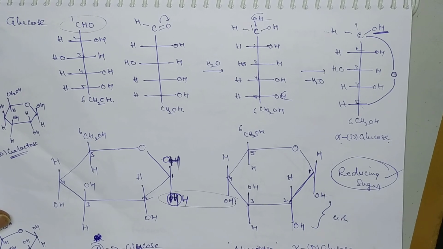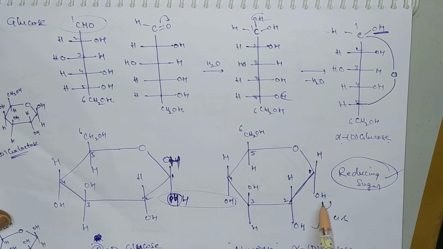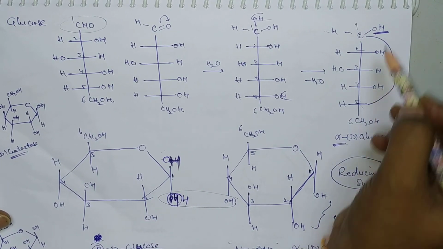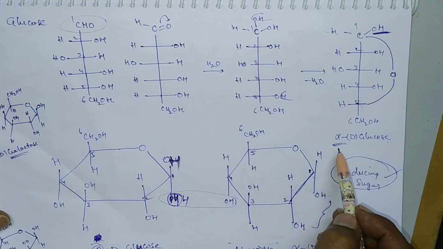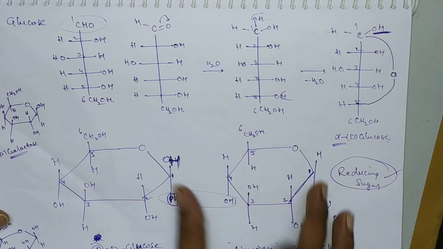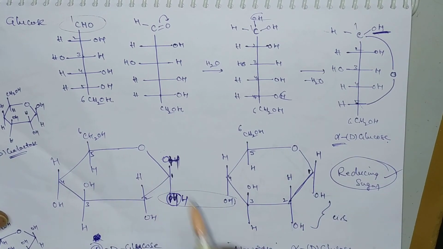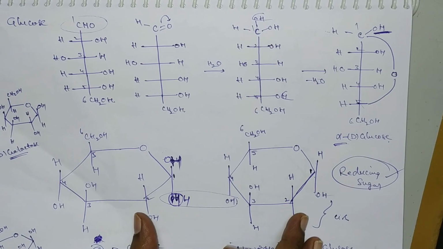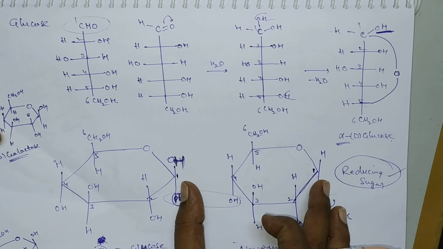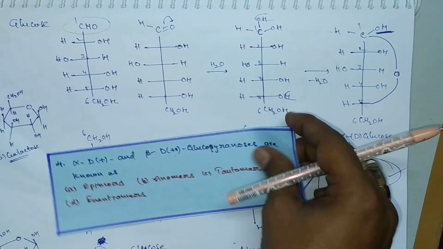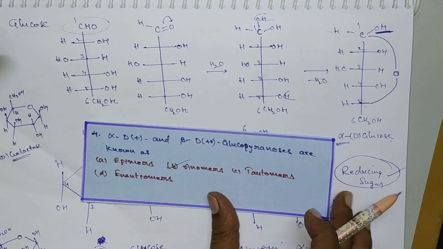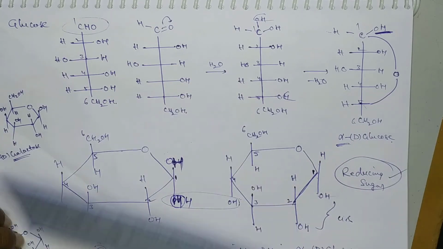So what is the major difference between these two? Here the OH is present at the right hand side, and here the OH is present at the left hand side. In case of alpha, the OH is present at the right hand side. In case of beta, the OH is present at the left hand side. So there exists a non-superimposable mirror image relationship at the first carbon only. This is the first carbon. If there exists a non-superimposable mirror image relationship at the first carbon, then those isomers are called anomers.